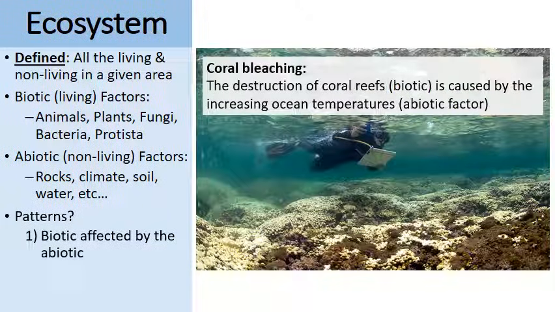And here we have an example of what's called coral bleaching. If you're familiar with this, this is really sad. The destruction of coral reefs. Coral reefs are living organisms, but their health is incredibly threatened because of rising ocean temperatures. And temperature in water is abiotic. Water is not alive. Temperature is not a living factor. But these are non-living factors that can greatly influence the health of things that are alive.